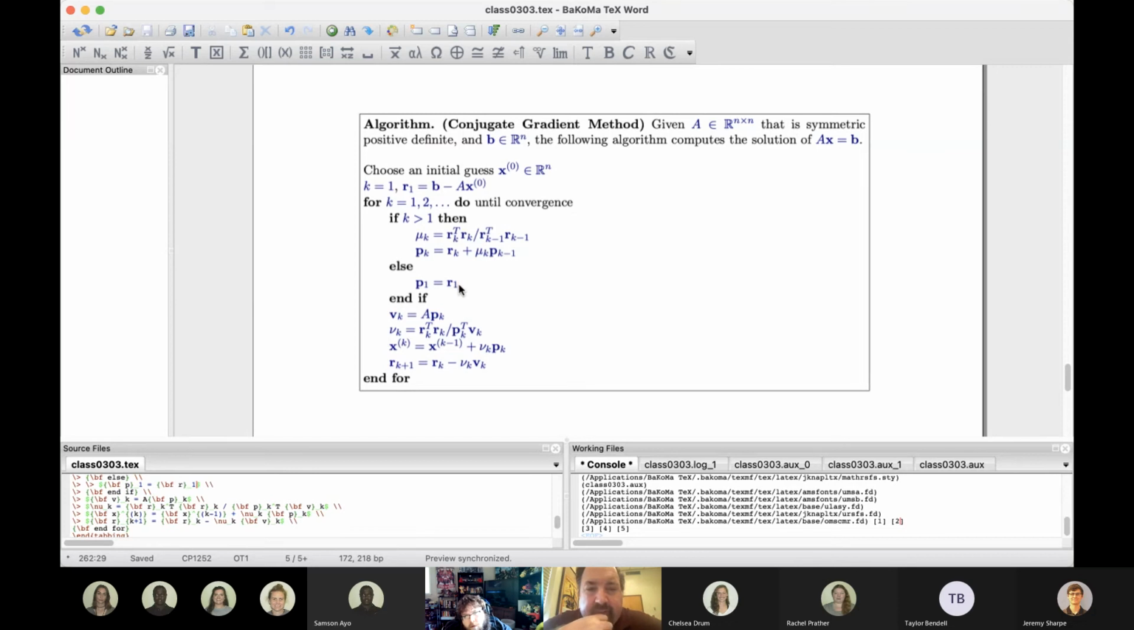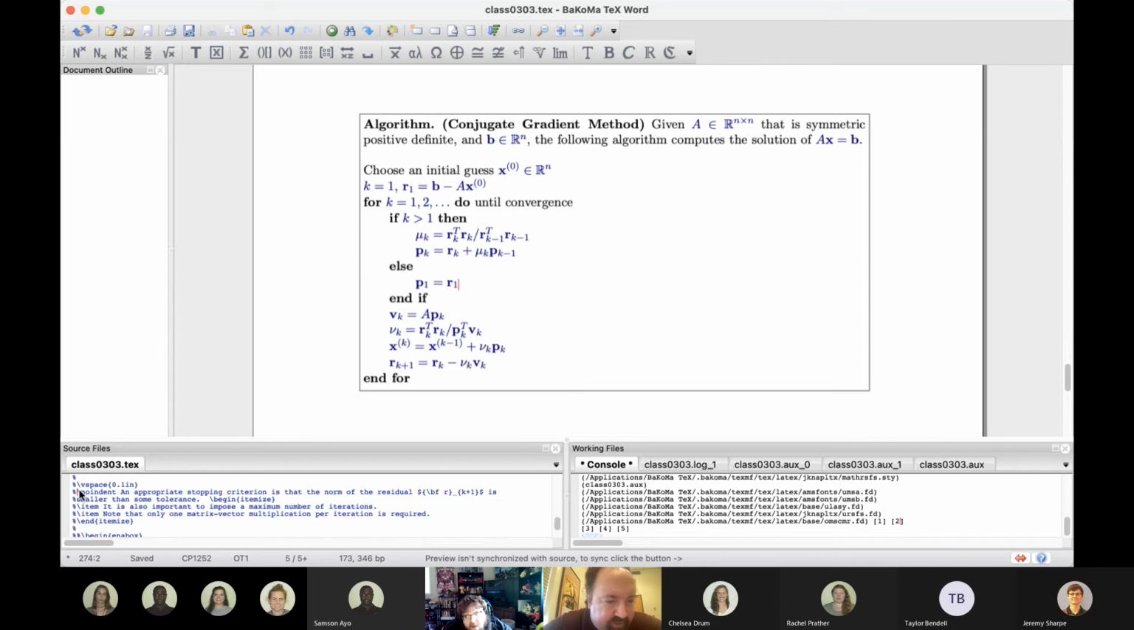So the algorithm is quite efficient in that respect. And generally, this kind of method is used for sparse matrices. So matrix vector multiplication might only take order n operations.